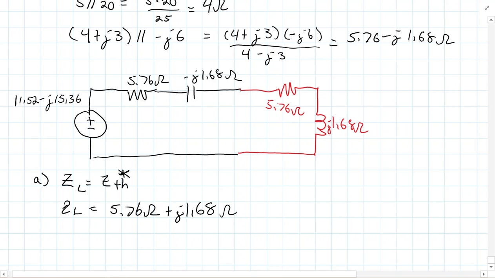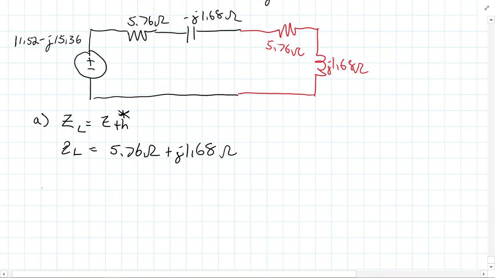And so for part B, to get my max average power, we can just compute S of the load, or actually what you can do is just compute S of the 5.76 ohm resistor, because we know that this is going to be P for the load, where S of the J1.68 ohm would be Q of the load.